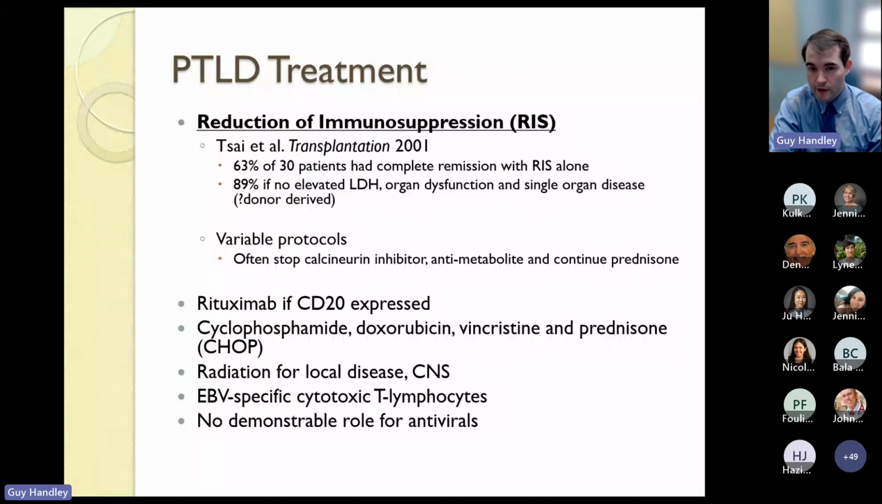The mainstay of treatment, though, in solid organ transplant is actually reduction of immunosuppression. This was a great study in 2001 in patients with PTLD.